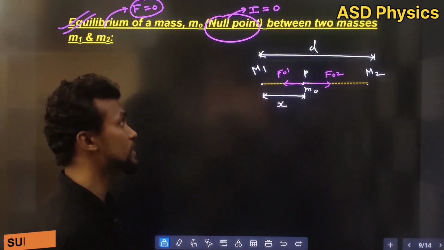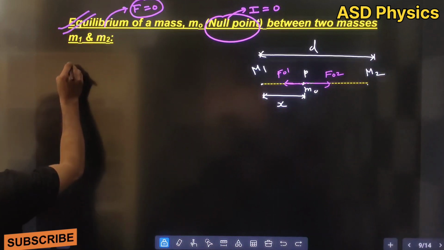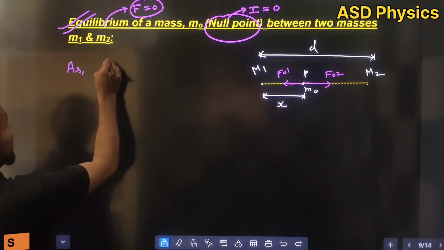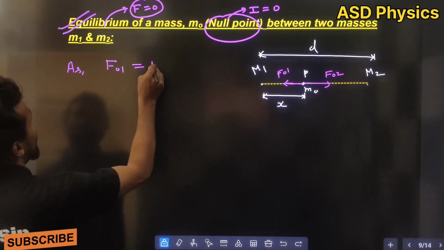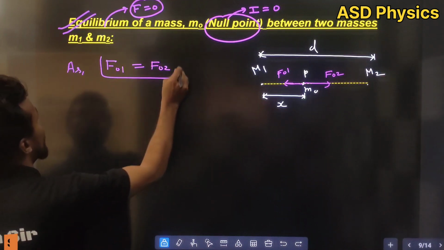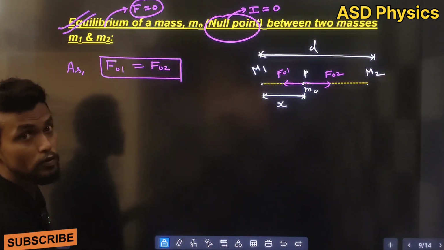Both the forces, arrows should be equal here. So equilibrium means what will happen here? Equilibrium means the forces will be balanced. So see here please: F01 is equal to F02. F01 is equal to F02 here.